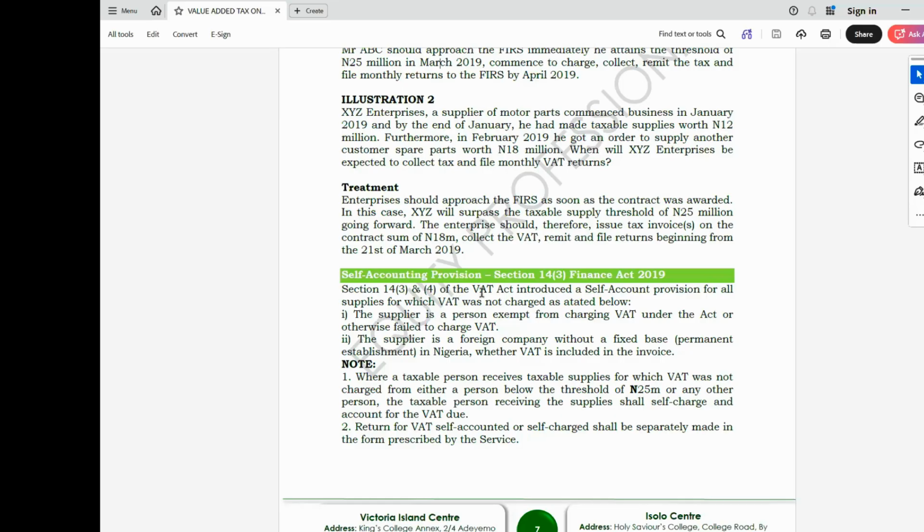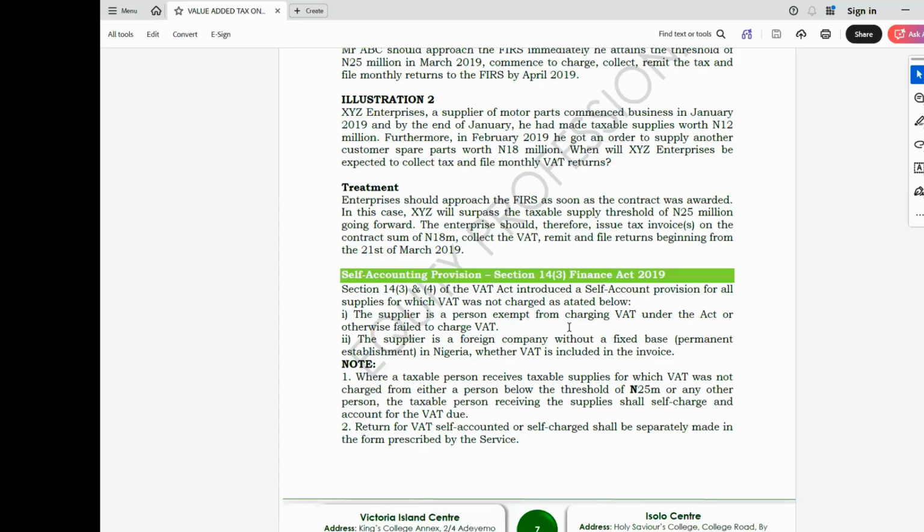Section 14, subsection 3 and section 4 of VAT introduce a self-accounting position in the following instances. If the supplier is a person exempted from charging VAT or otherwise failed to charge VAT, or the supplier is a foreign company without a fixed base. This self-accounting provision relates to two categories of taxpayer. The first one, taxpayer that is under the threshold.